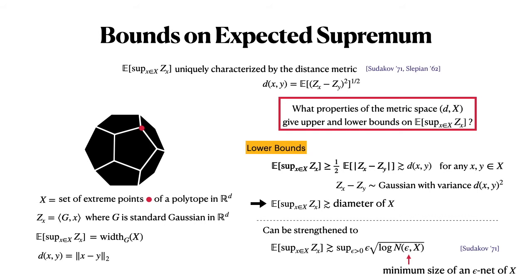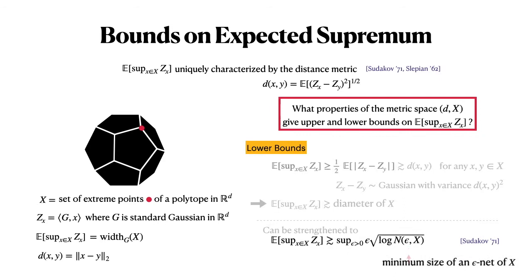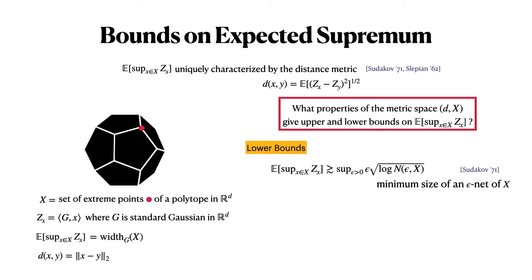But this bound can be much better in some cases. So now we have a lower bound in terms of the cardinality of the minimum epsilon net. So what about an upper bound?